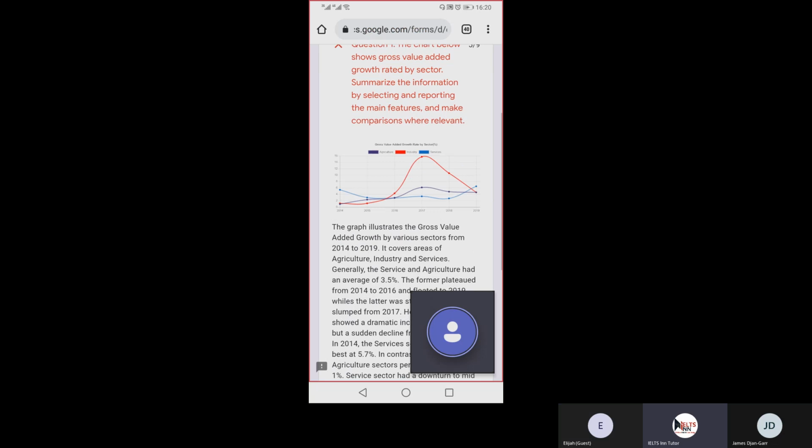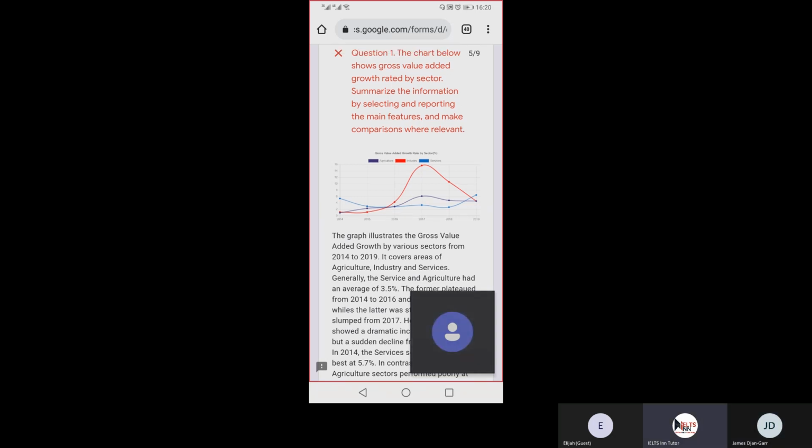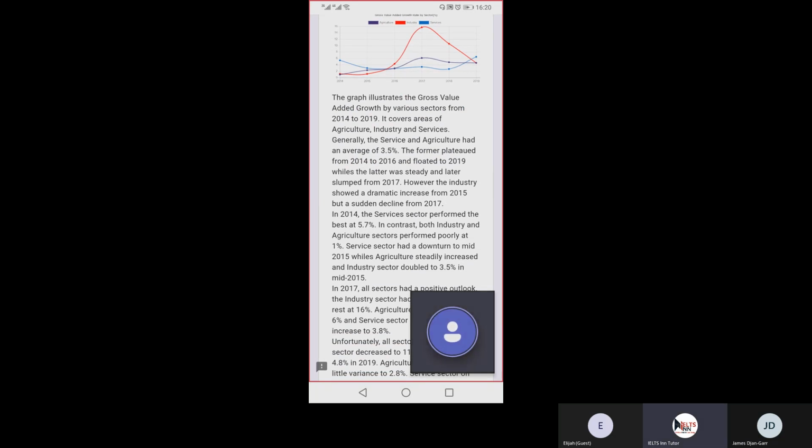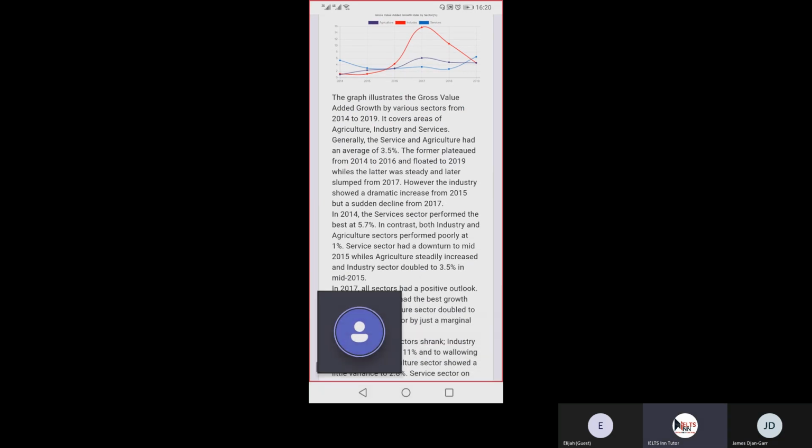Okay, so I think we scored you. We gave you a score of 5. So let's quickly review and see where the mistakes were. Just scroll up a little for us. It says that the graph illustrates the gross value added growth by various sectors from. Okay, so your introduction is okay, but you shouldn't repeat the same words that were given to you in the question.